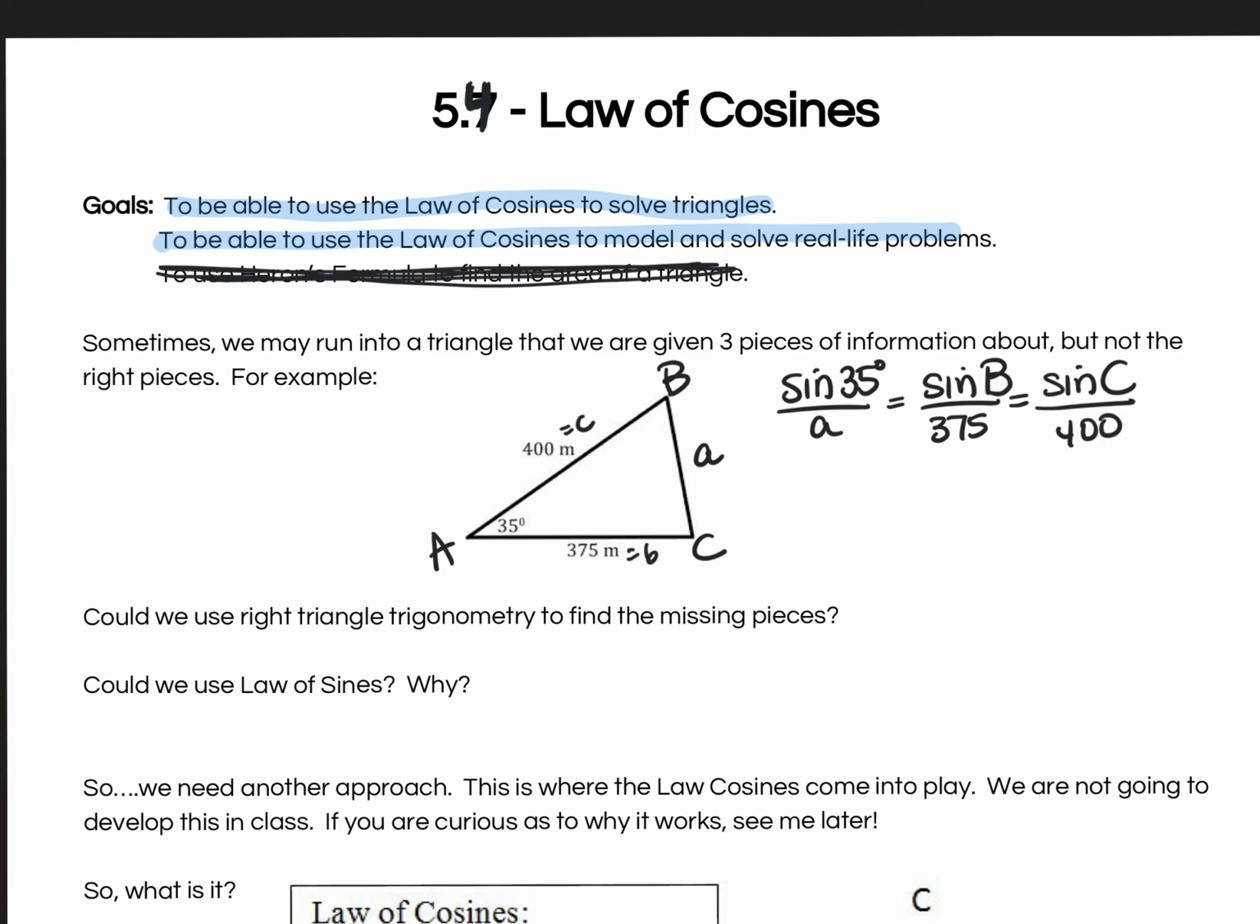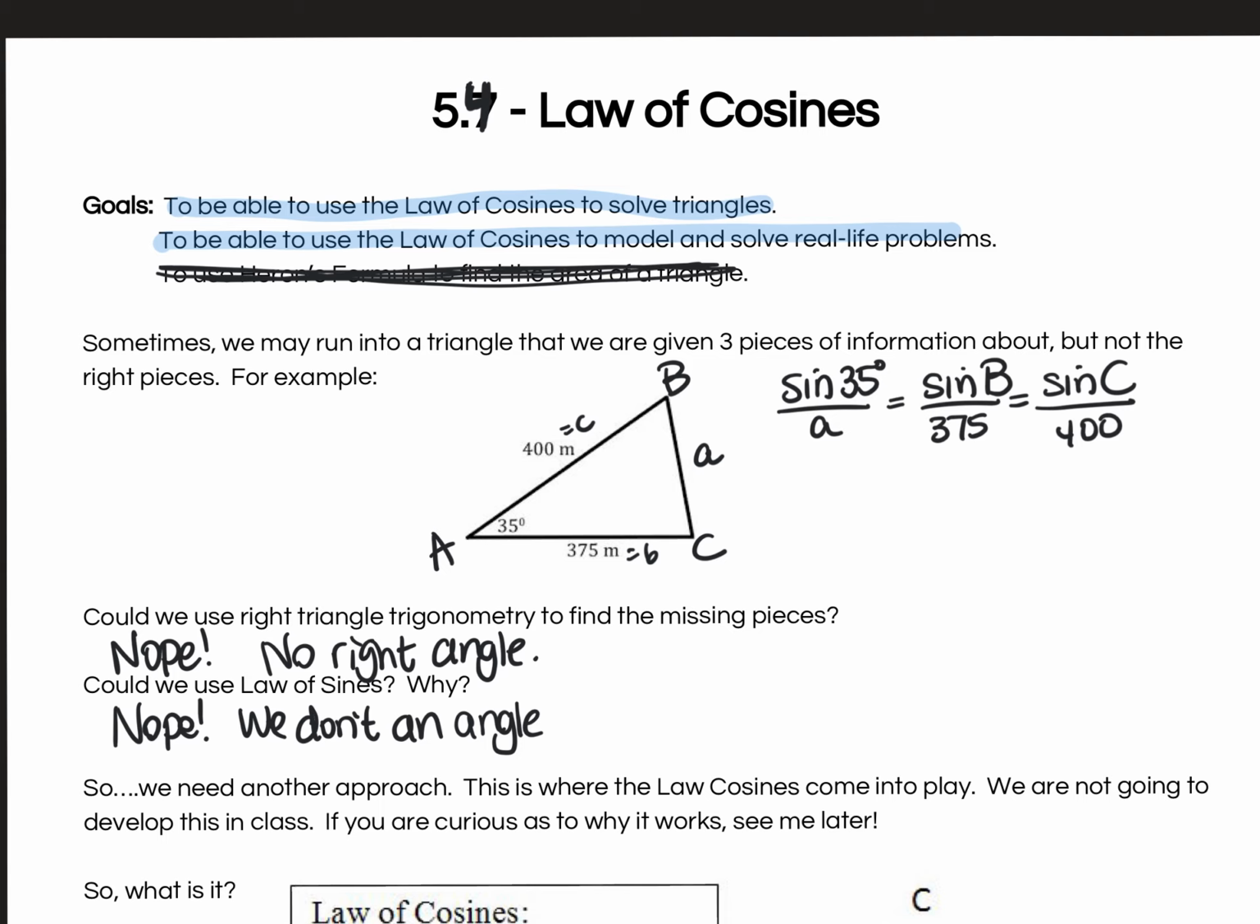So could we use right triangle trigonometry? Nope, there's no right angle. Can we use law of sines? Nope again, because we don't have one complete ratio. So we don't know an angle and the side across from the angle. That's why we can't use law of sines, so we need to use another approach. That other approach is law of cosines.